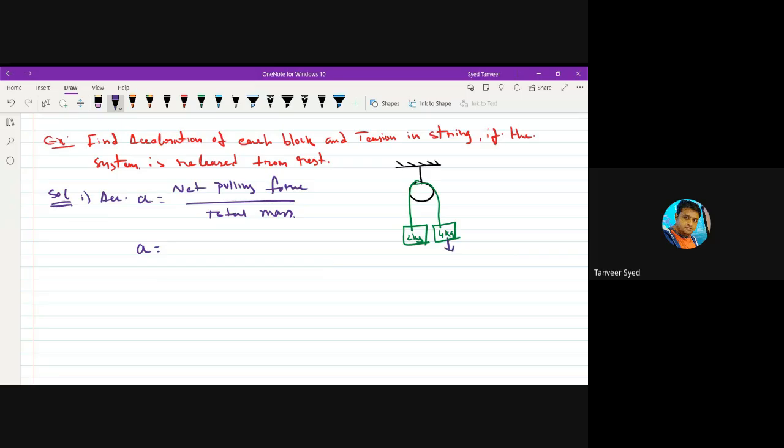I didn't show the forces here. If the block mass is 4 kg, then this is 4g acting down. This is 2g acting down. Tension in the string upward here, tension in the string upward here. Net pulling force is 4g minus 2g, divided by 4 plus 2. 4g is 40 if you take g as 10, 2g is 20, by 6. 20 by 6, that is 10 by 3 meter per second square, is the acceleration of each block. In which direction? This comes down, this goes up.